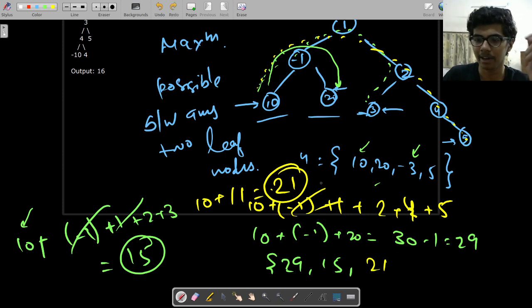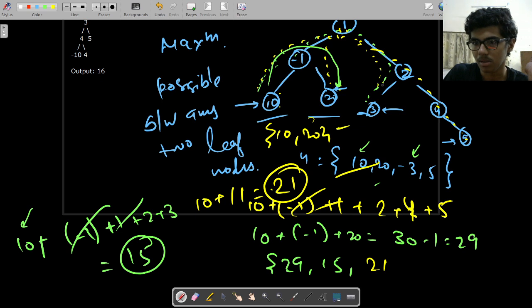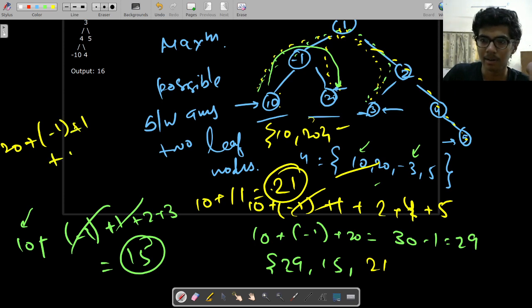It is not over yet. So all pairs for 10 are completed. For 20, 10 comma 20 is completed. Okay, so now I will move from 20 to 3. So its path will be like this now. So it will be 20 plus -1 plus 1 plus 2 plus 3. Okay, so it will be 25. So we have 25 also here.